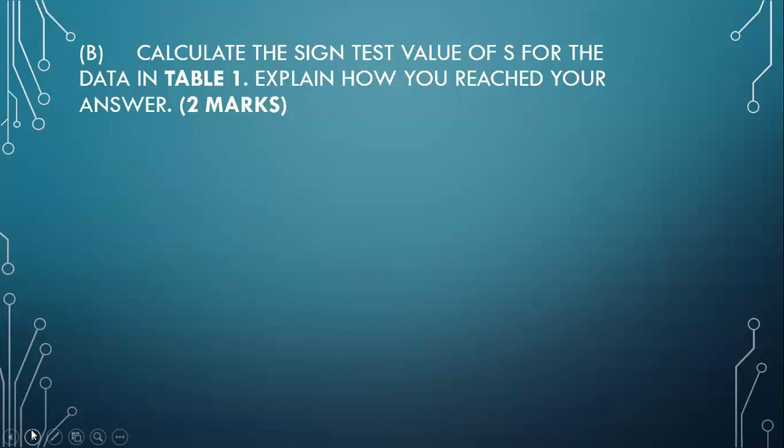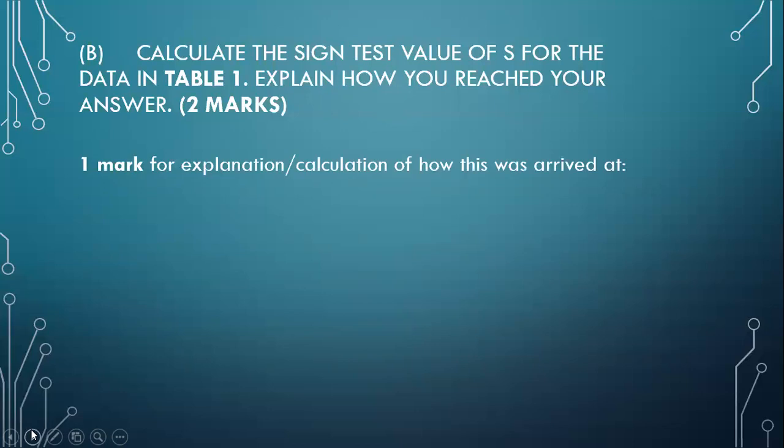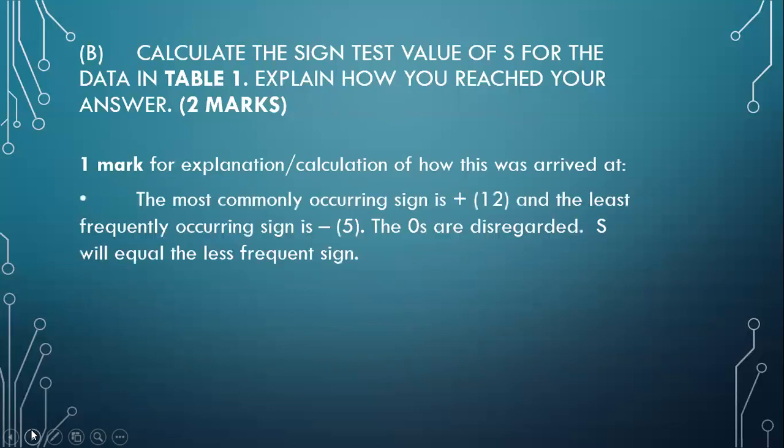The calculation, so that you get the calculated value of S, and then it's asking you to explain how you reached your answer. Now, explain how. Explain means that it needs to be in words. It's not asking you to show your calculations. In this question it's explain how, so what would you actually do, in words, how you would do it. You will not get marks if you just show the calculation. So 1 mark for the explanation, 1 mark for the calculation and how we arrived at it.